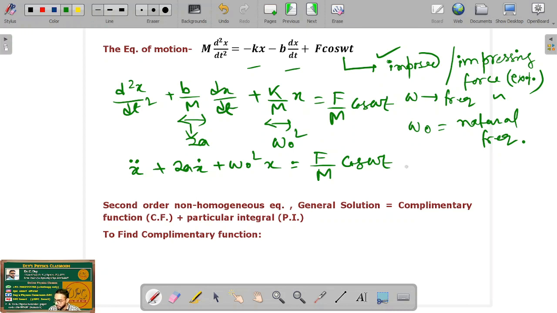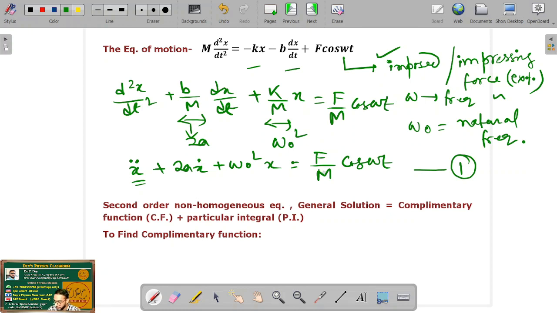where all the symbols have their usual meaning, which I have already discussed in the damped vibration video. If you have some confusion regarding those symbols, then go back to that video of damped vibration. So this is equation number 1. Equation 1 is a second order non-homogeneous differential equation. So we have to solve it.